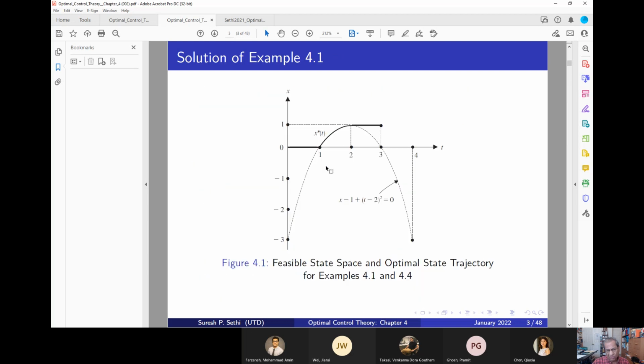And the optimal control is more or less very simple here. If you are here, you go up to there, and you ride along the curve and go like this. If you are here, you just go like this, 0 all the way up to 3. So that's the optimal control. If you are here, you go all the way up to here, which is more than 1, and then you ride along this and go there. So you can do that. x(t) here is not allowed because it's not feasible.